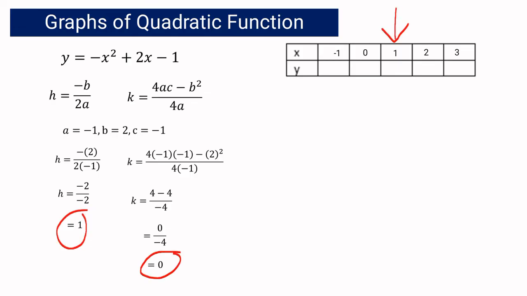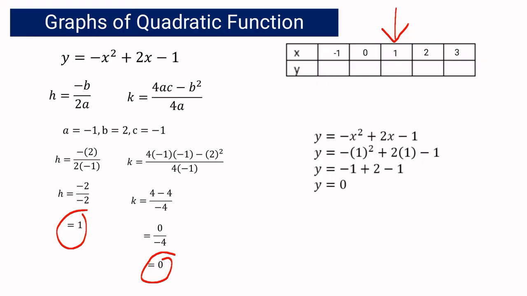We will be having 0. It's either you use the formula or you substitute the value of h for x so that we can get the value of k. And if we substitute 1, the value of h, the value here, 0, will be the value of k. That's why we have 0 there.